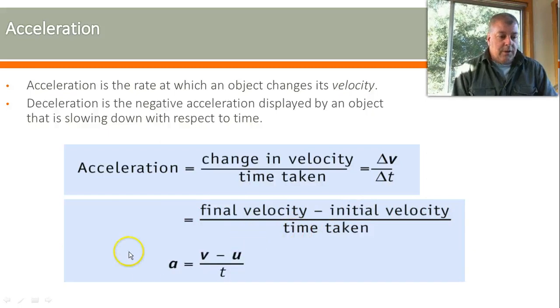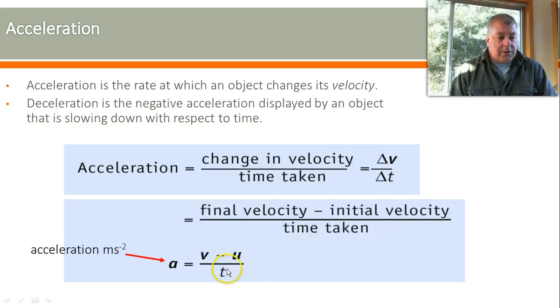Now, in terms of formulas or letters that we assign in physics, A is acceleration, V is final velocity, U is initial velocity, and T is time.